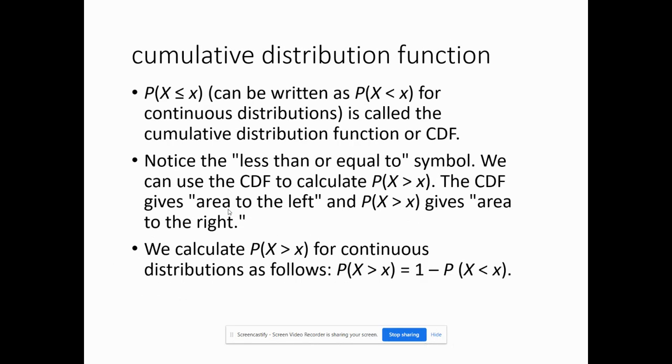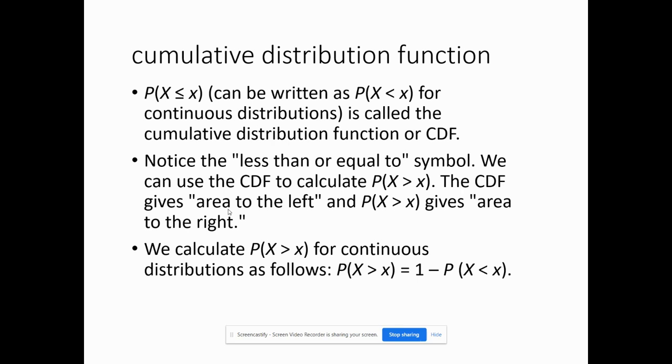So P of x less than or equal to a value can be written as P of x less than that value, because remember, it doesn't matter whether it's less than or less than or equal to. We can use the CDF function to calculate the probability of x greater than a value. The CDF gives the area to the left, and P of x greater than gives the area to the right.